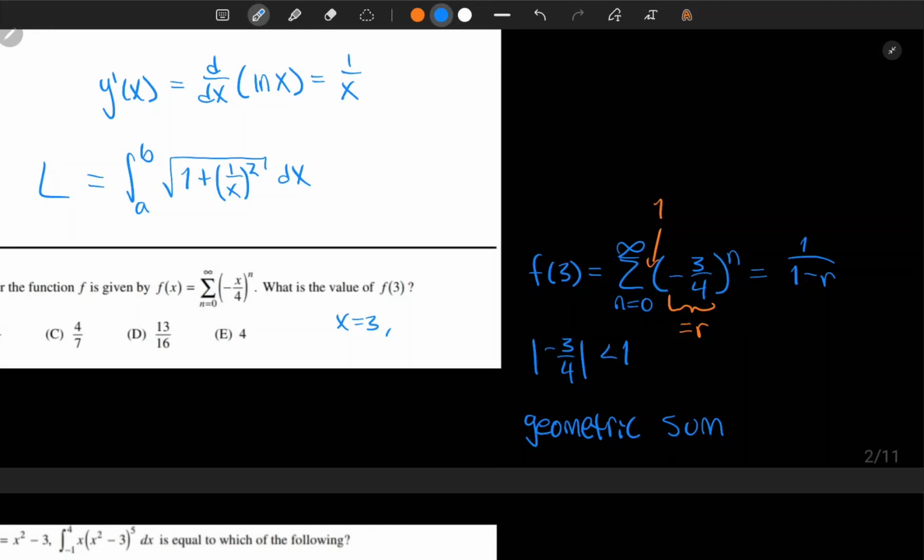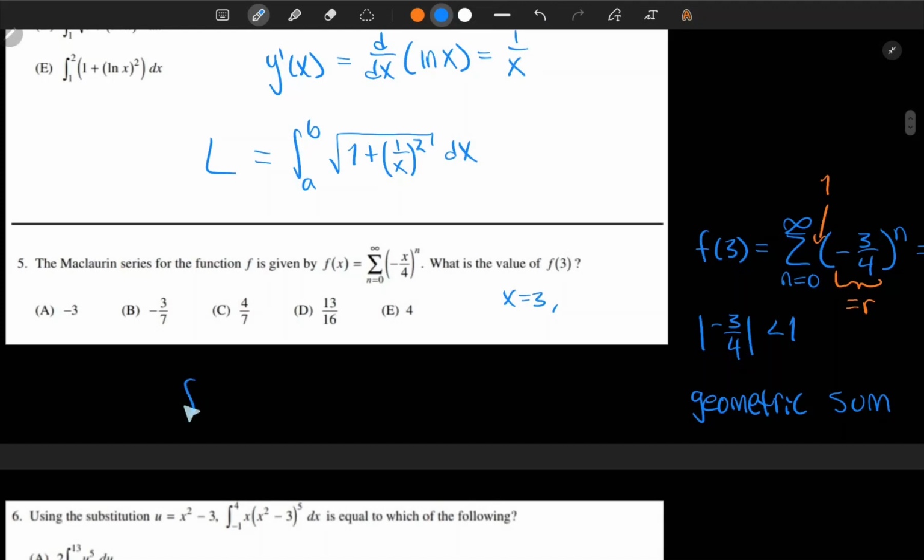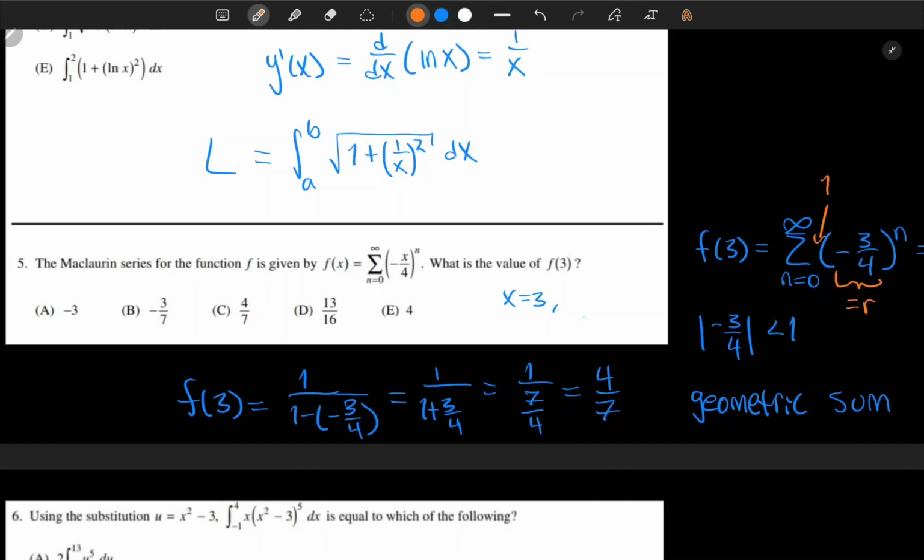So plugging in r is equal to negative 3 over 4, we find that f of 3 is equal to 1 over 1 minus negative 3 over 4. So it's equal to 1 over 1 plus 3 over 4. But 1 plus 3 over 4 is equal to 7 over 4. So this is equal to 1 over 7 over 4, or 4 over 7, which is our answer. So the answer here is 4 over 7, or C.